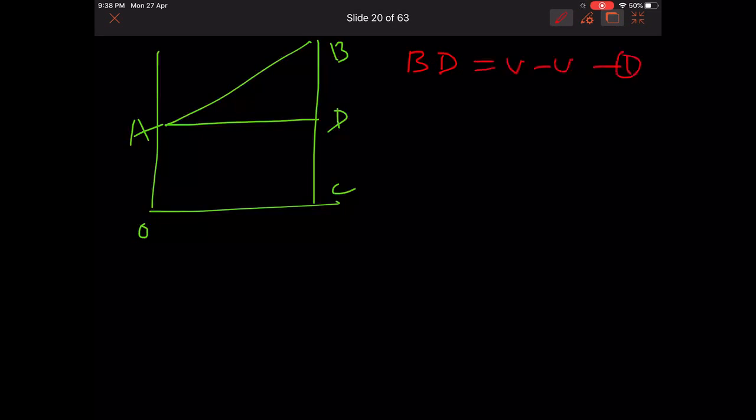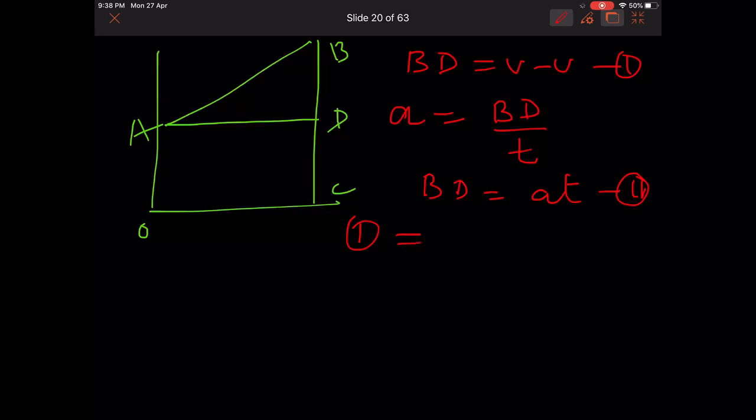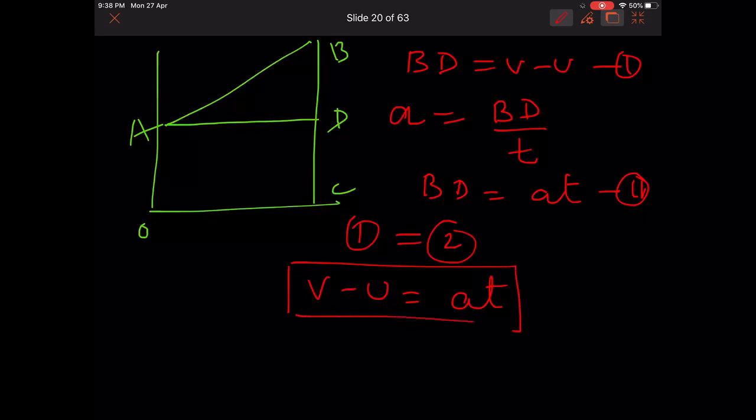V minus U, which was the first equation. And then we wrote A is equal to change in the velocity, which was BD upon T, right? So from this second equation, I can actually take out my BD. My BD is equal to A into T. So this becomes my second equation now. So I can equate the first equation to the second equation, because both have BD in common. So can I write V minus U is equal to A into T? So this becomes my first equation of motion.